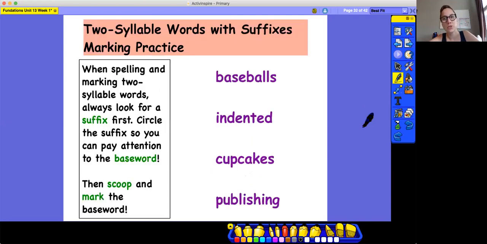Now, before we move on to your work, I want to remind you how to mark up all of the things that are in two-syllable words with suffixes. So remember, when you're spelling and marking two-syllable words, always look for that suffix first to make sure you've got that out of the way. We circle the suffix so you can pay attention to the base word. Then you can scoop and mark the base word.